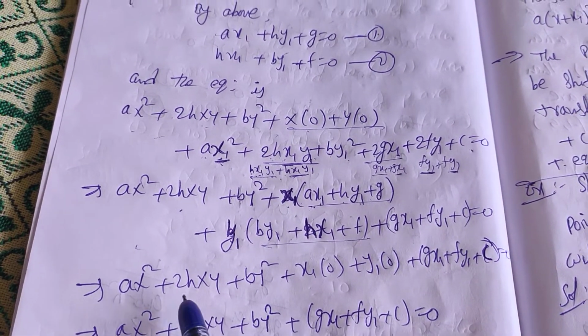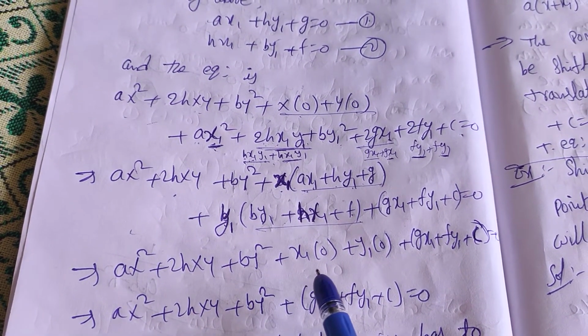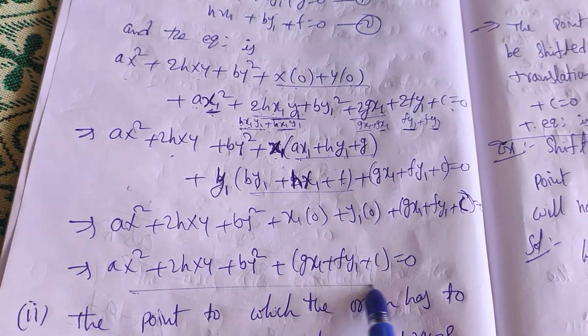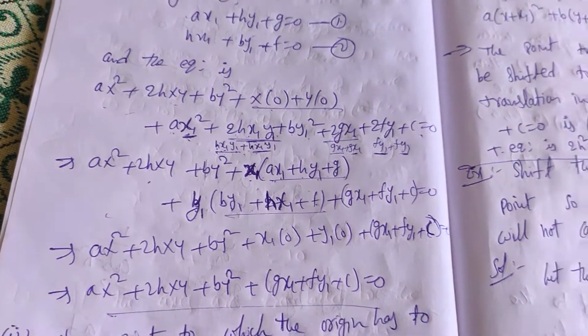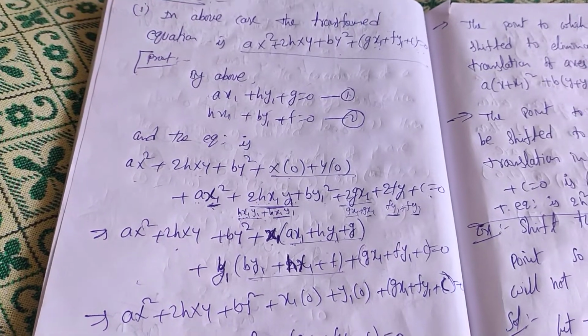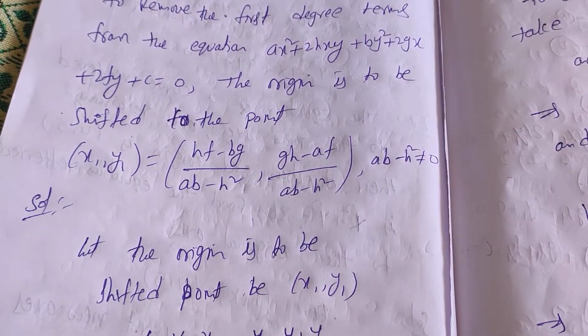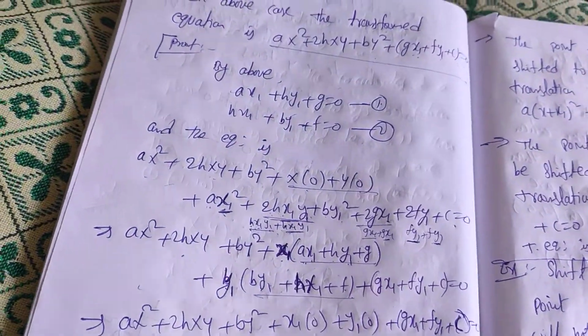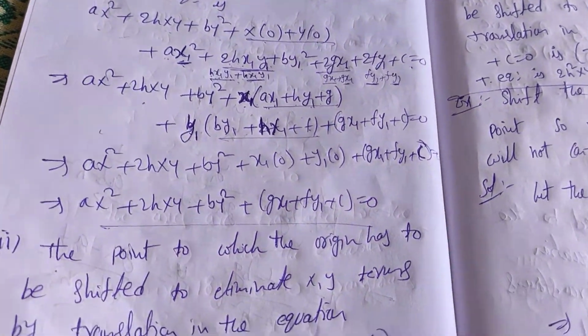So what you have is ax² + 2hxy + by² + gx1 + fy1 + c = 0. This is the transformed equation when the origin is shifted to the point ((hf − bg)/(ab − h²), (gh − af)/(ab − h²)) to eliminate the x, y terms. This is the transformed equation.